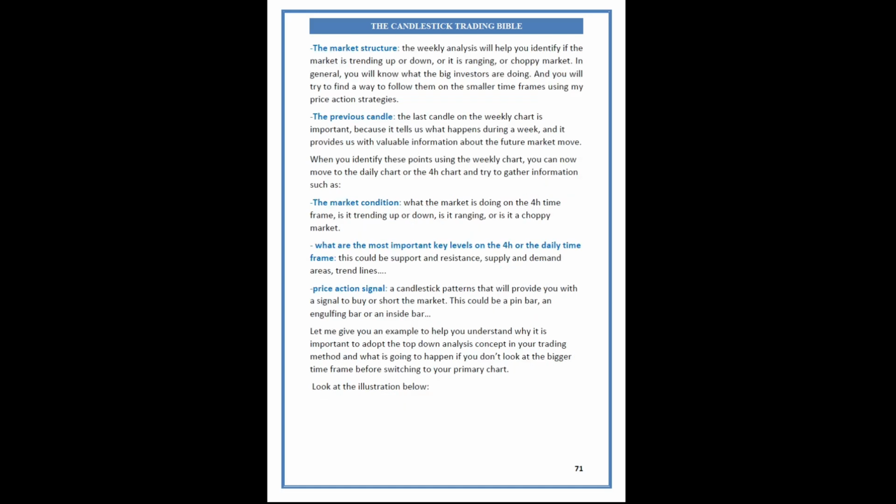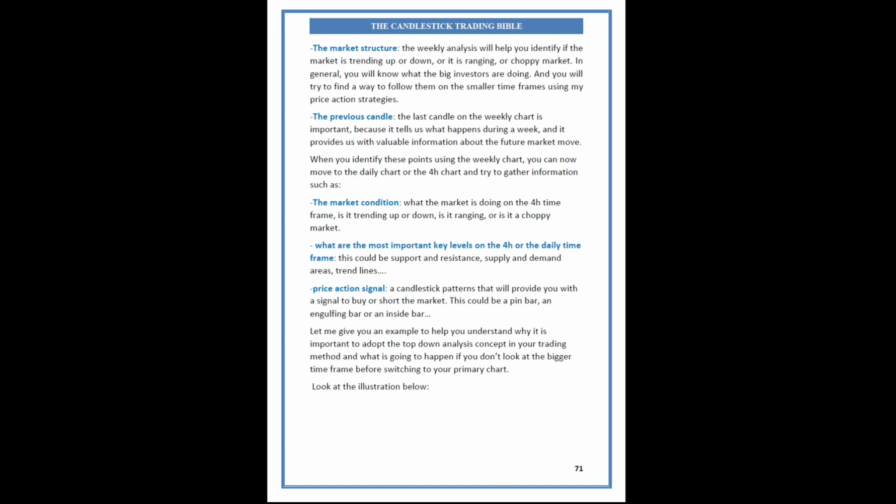The market structure. The weekly analysis will help you identify if the market is trending up or down, or if it is ranging or choppy. In general, you'll know what big investors are doing, and you'll try to find a way to follow them on the smaller time frames using price action strategies. The last candle on the weekly chart is important because it tells us what happens during a week, and it provides us with valuable information about the future market move.